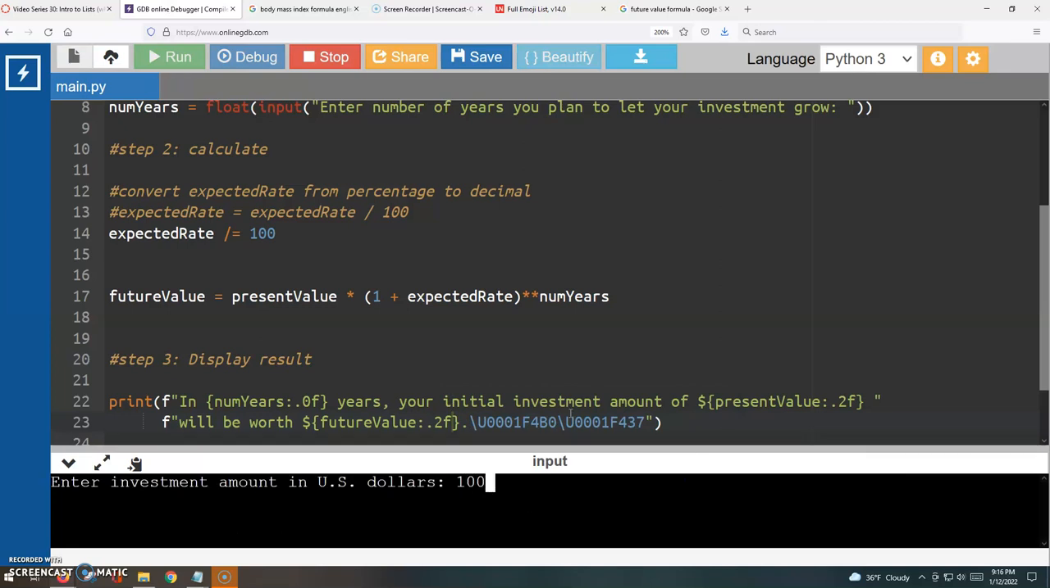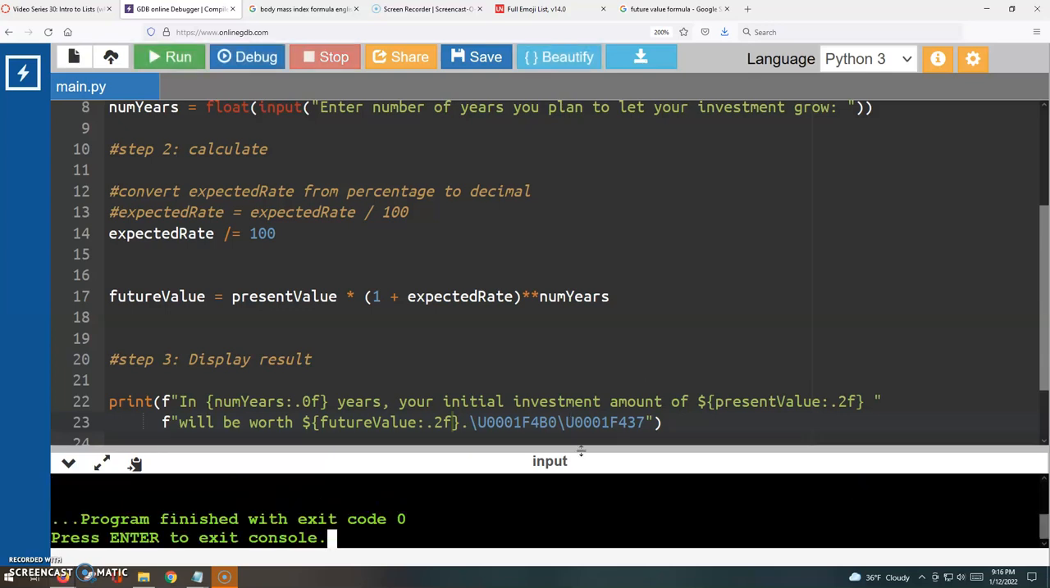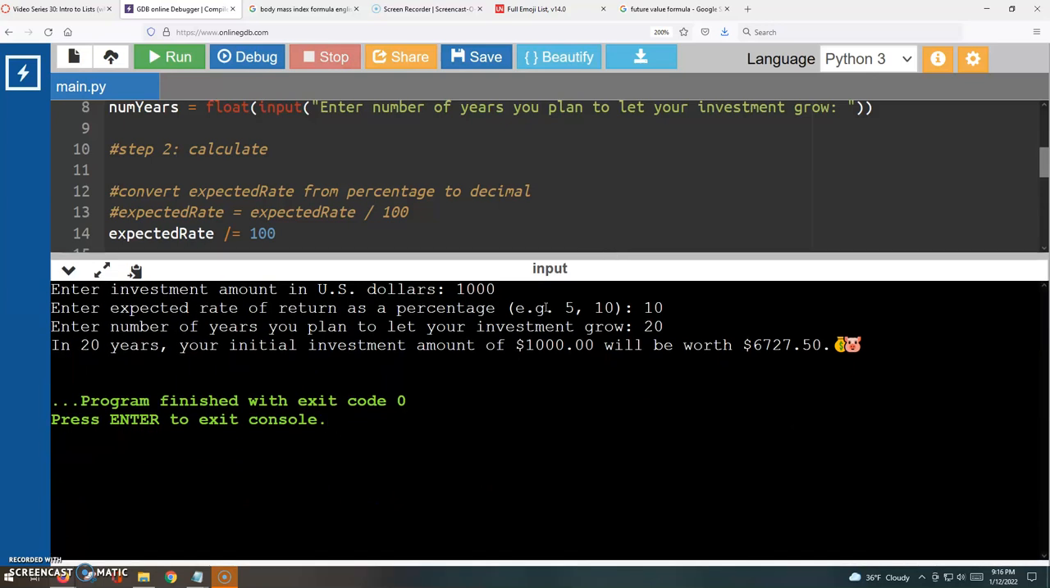Okay, so let's see, $1,000, 10% in the stock market, 20 years to grow. Let's see how that looks. Okay, it looks great.